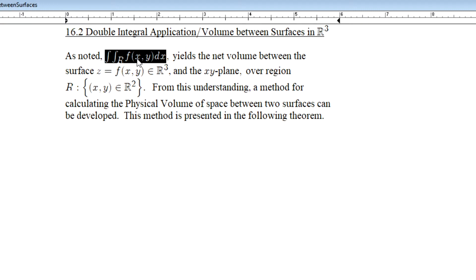This understanding about net volume can be used to develop a method for calculating what we think of as the physical volume of space trapped between two surfaces. By physical volume, I mean a volume that is described strictly in the positive context. It's the amount of space that is taken up between these two surfaces over this region R here. The way that this is presented, folks, is by theorem.